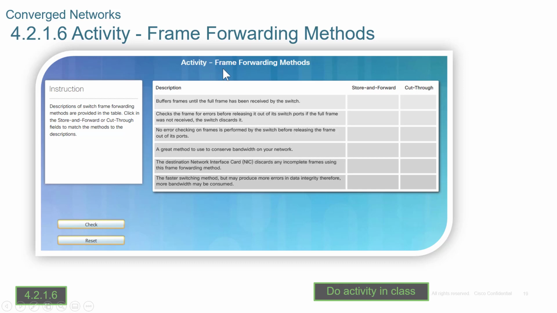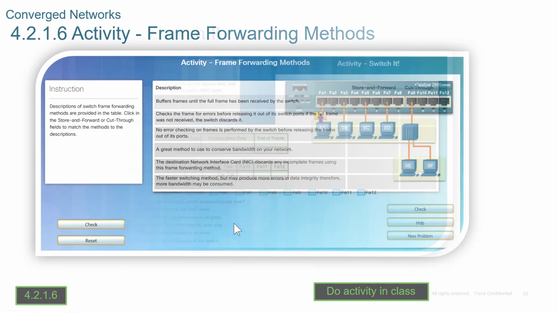So do this drag and drop activity. It's pretty straightforward, and you can check off which attributes are store and forward and which are cut through. I think the only one that is a little bit confusing is when it says the destination network interface card discards any incomplete frames. This is cut through, because if you were doing store and forward, the destination network card would never get the frame. So go through this at least once or twice till you feel comfortable with that activity.